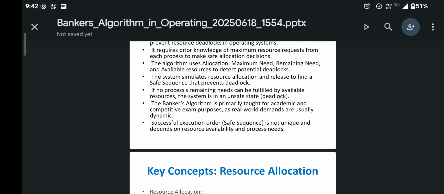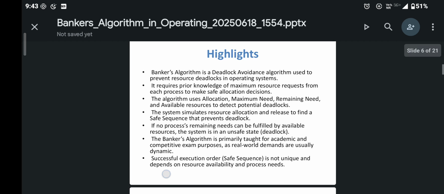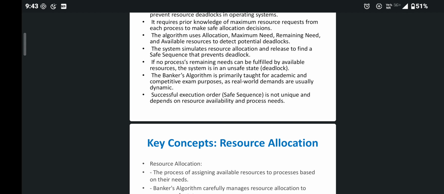Okay, the system simulates resource allocation and release to find a safe sequence that prevents deadlock. If no process's remaining needs can be fulfilled by available resources, the system is in an unsafe state, deadlock. Banker's algorithm is primarily taught for academics and competitive exam purposes. It is a very basic algorithm, so it's not used in the real world as usual, because real world problems are very dynamic.